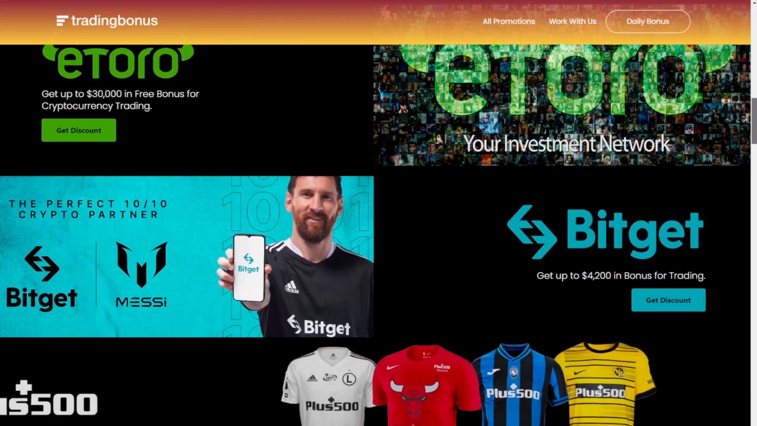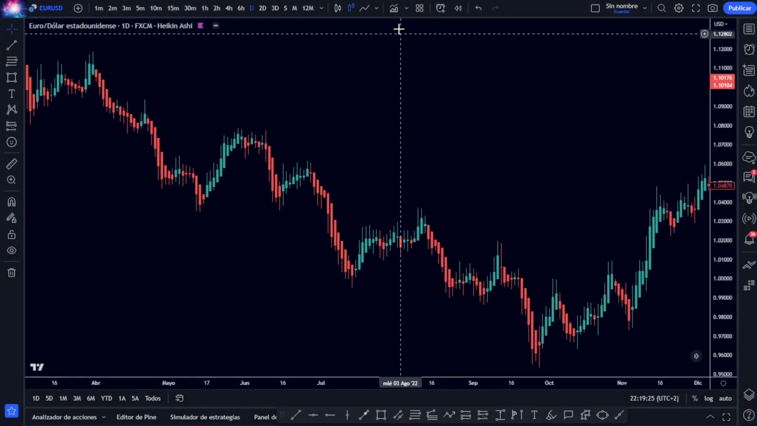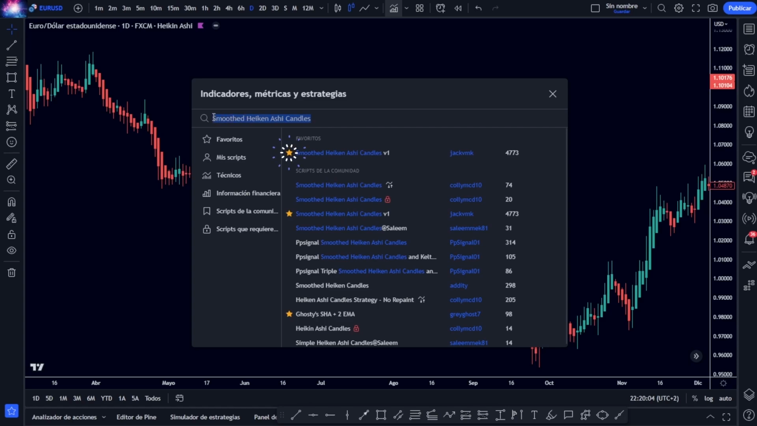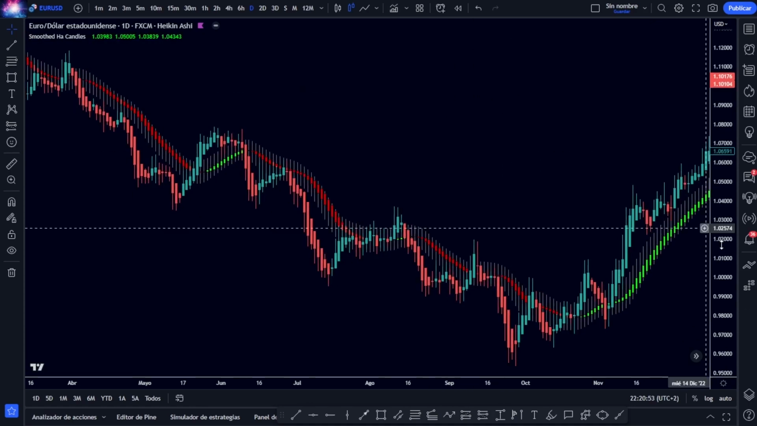On this occasion, the first thing we have to do is go to the indicators section, and we look for the smoothed Heikin Ashi candles created by Jack VMK. We click and it will appear something like this.